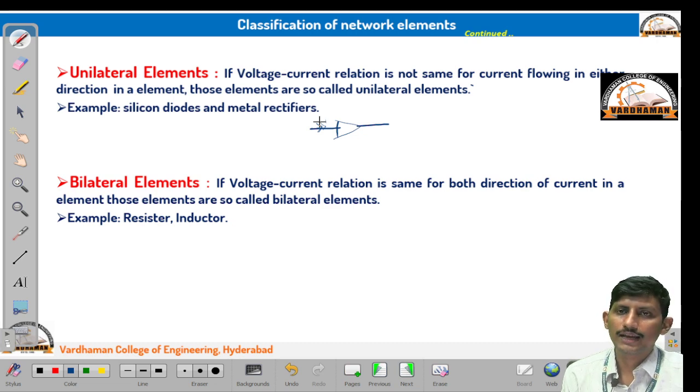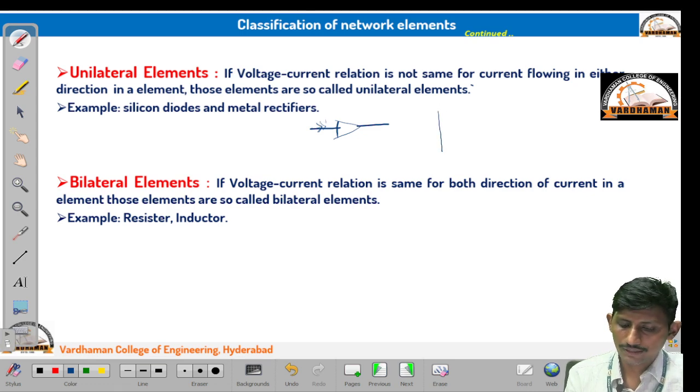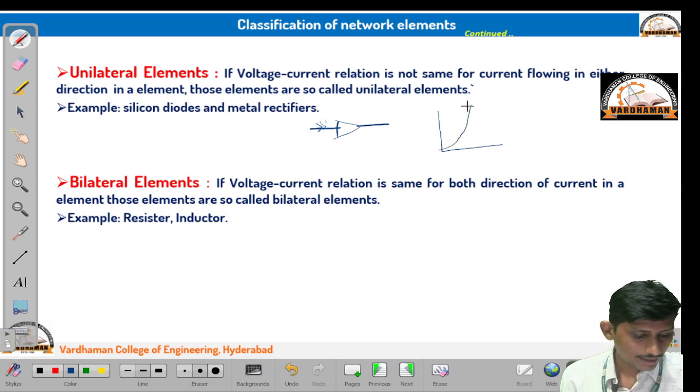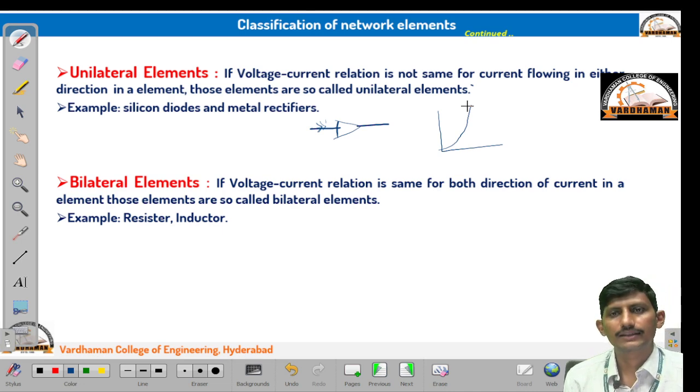Also, the diode is another example for non-linear elements, because the relation between voltage and current of a diode varies something like this. Bilateral elements are those where the voltage current relation is the same in both directions. For example, a resistor. You can connect a resistor or inductor in any direction. Even if you interchange the terminals of a resistor or inductor, there will not be any effect on the circuit.